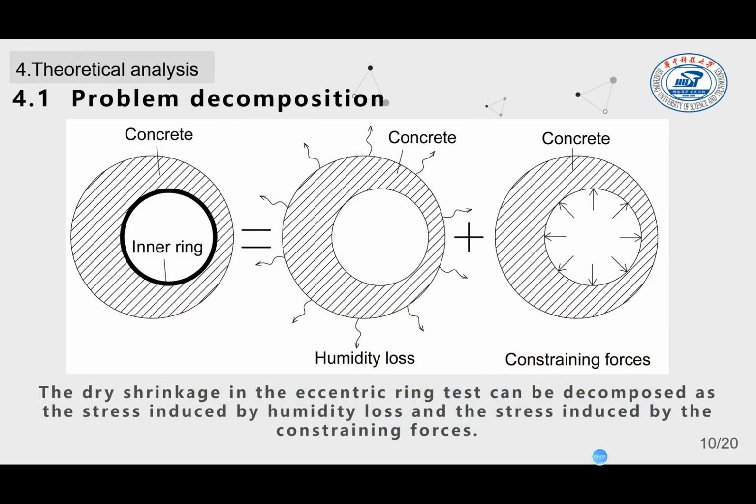To better understand the cracking phenomena in the eccentric ring test, we can break down the stress on the eccentric ring into two parts: the stress induced by humidity loss and the stress induced by the external forces provided by the inner ring. That analytical method is analogous to the concentric ring test. The theoretical analysis consists of humidity simulation and the mechanical analysis of the eccentric ring.